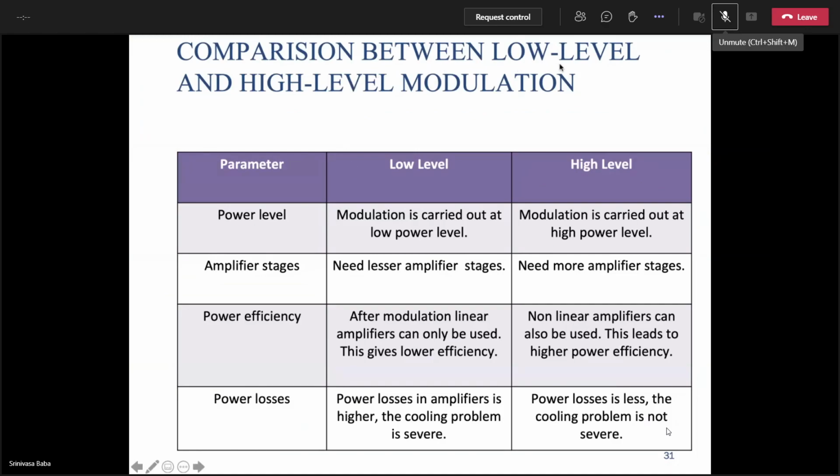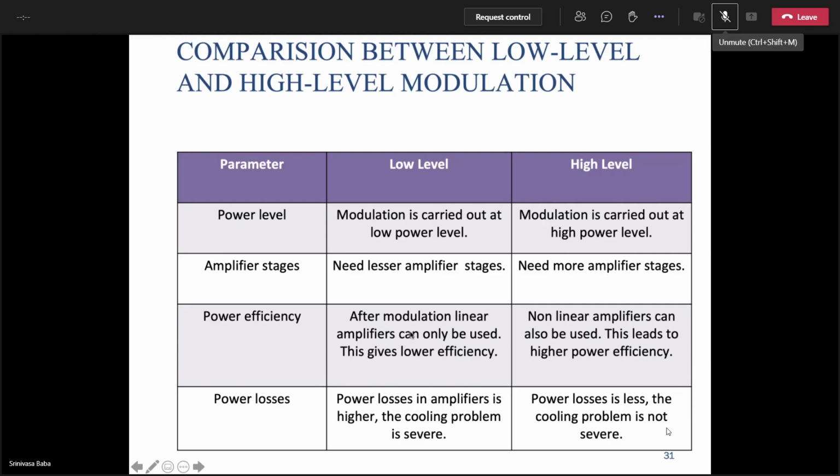Next one is comparison between low level and high level modulation. So these are the parameters for comparison. We are comparing with respect to power, with respect to the number of amplifier stages, and with respect to the efficiency, power efficiency, and the losses. So modulation is carried out at low level, whereas the modulation is carried out at high level. Since power is less, you need a lesser number of amplifier stages. Since the amount of power is high, we will be requiring more number of stages.